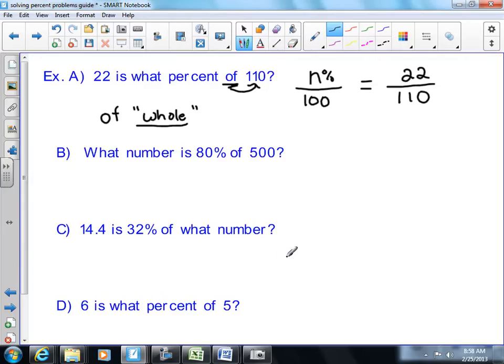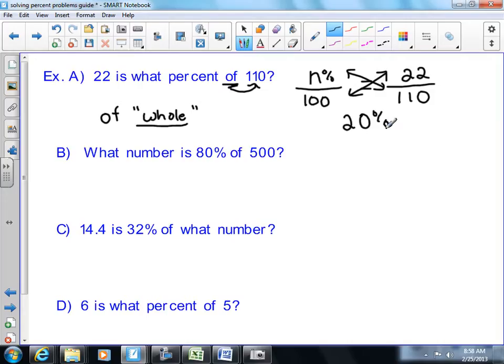Okay, then what method do I use to solve? Proportions. Okay, now I'm going to let you do a shortcut. When you take 22 times 100, go ahead and punch that in your calculator. Hit equals. And then divide by what goes with your variable, 110, and what do you come up with? So my answer is 20%.